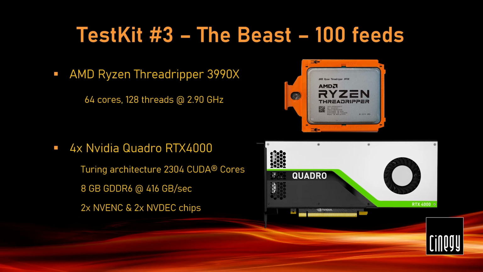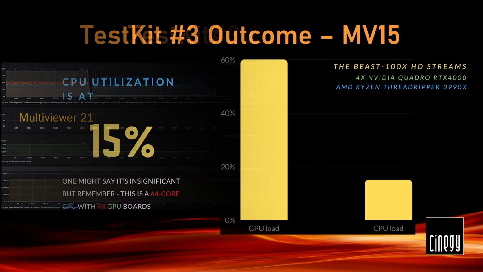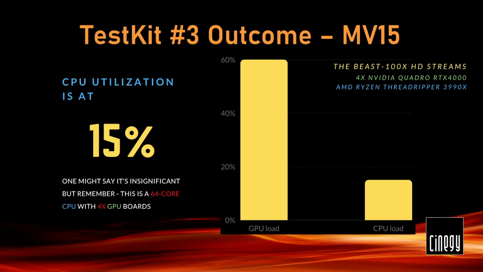So, I streamed 100 5 meg HD H.264 feeds to the Multiviewer 15, letting each of the cards decode 25 streams. The CPU load was at 15%. While this seems low, this is definitely too much for a 64-core Threadripper with GPU offloading enabled. At the same time, the GPUs that were supposed to be busy with some heavy lifting were taking it easy, operating at 60%. The tiles on the Multiviewer mosaic did not look smooth either, and the quality could be improved.